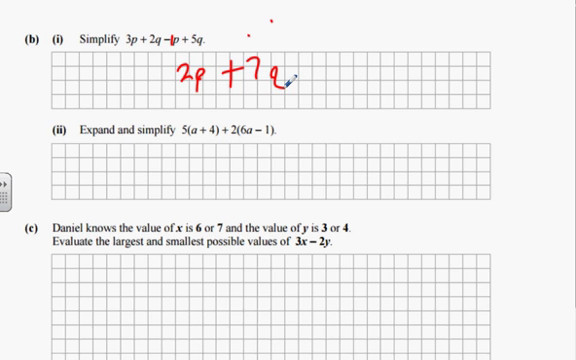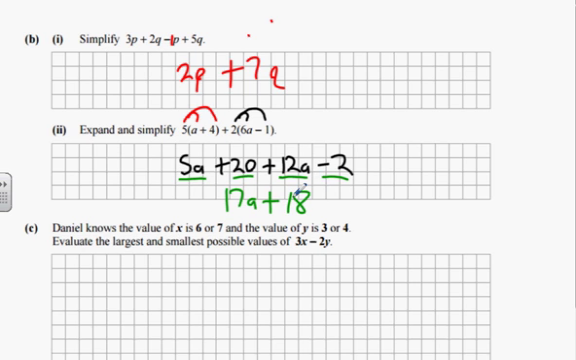Okay, what about the next one, Ben? What do you do first? Multiply them out. What do you get? 5a, 12 plus 1, 12a, minus 2. After that? Flip them. So plus the 5a plus 12a is 17a. And then 20 minus 2? 18. So 17a plus 18. We don't do anything else, because it's not a solved question, so there's nothing else to be done.